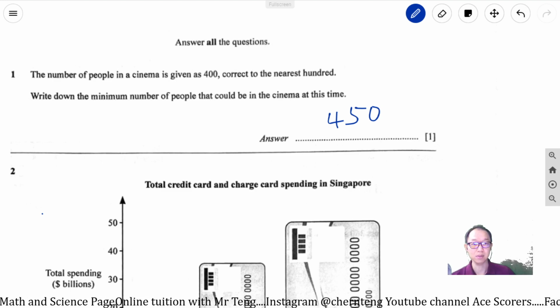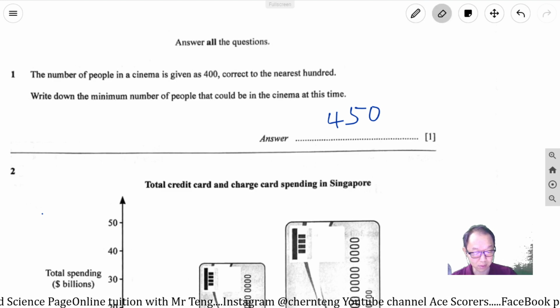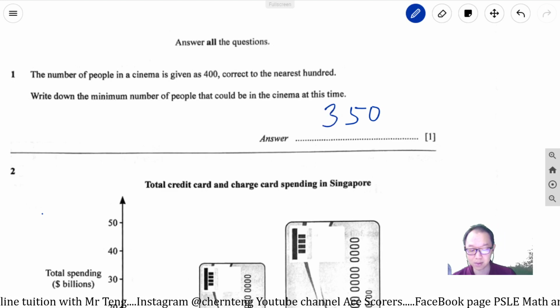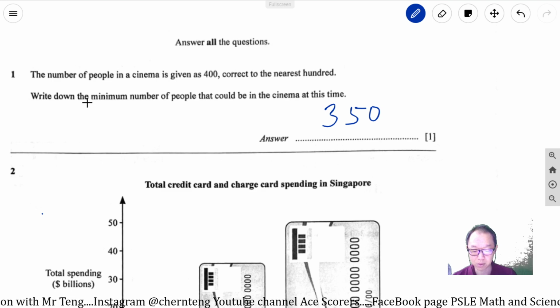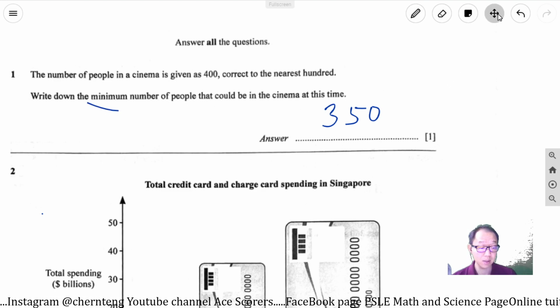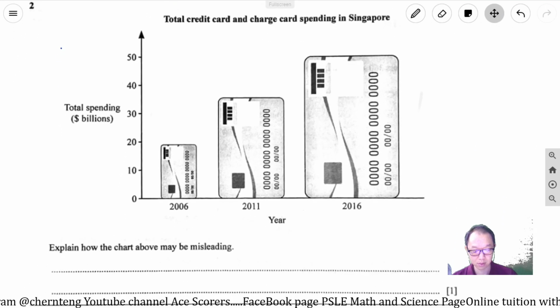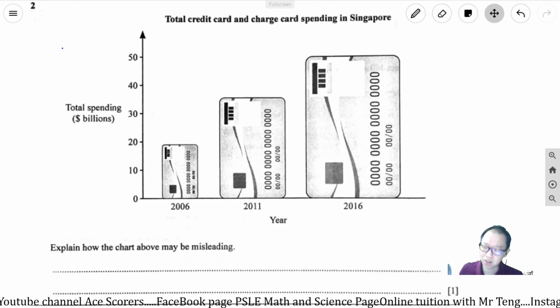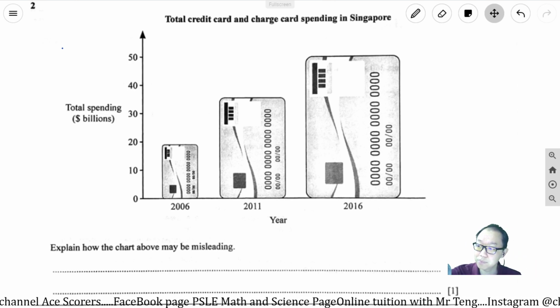Not 450, sorry, 350. I read it wrongly. 350. So correct to the nearest 100, because we want the minimum number of people that could be in the cinema, 350. It's pretty okay. Next. Total credit card and charge card spending in Singapore.